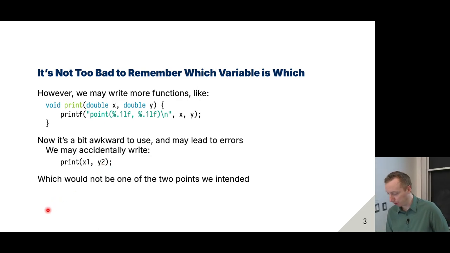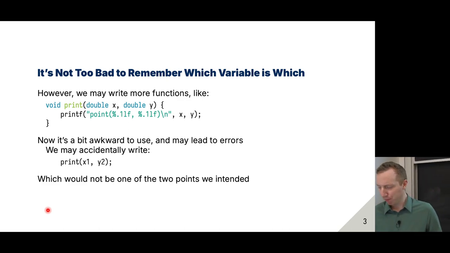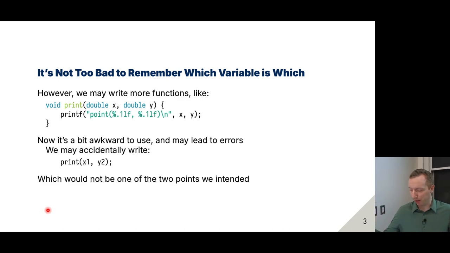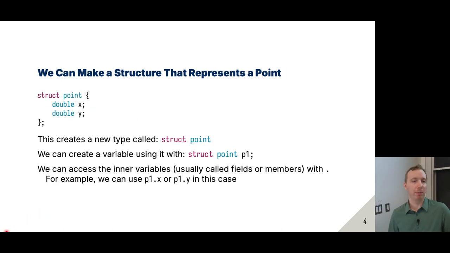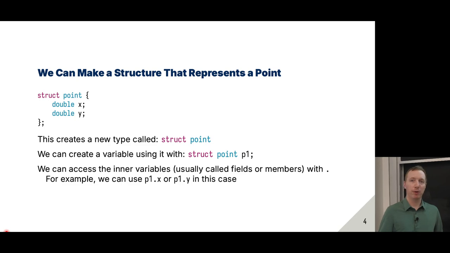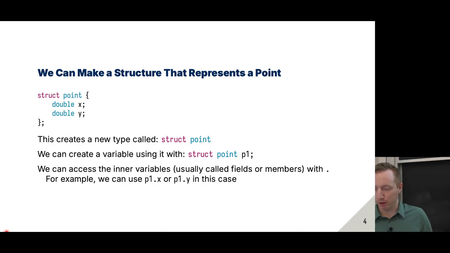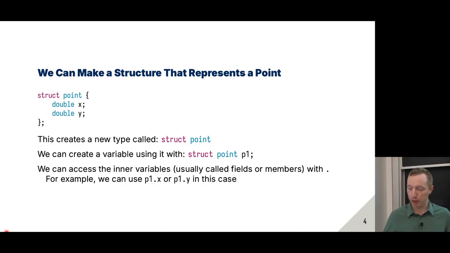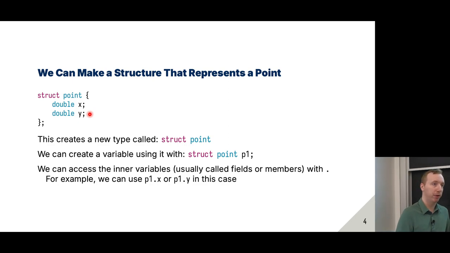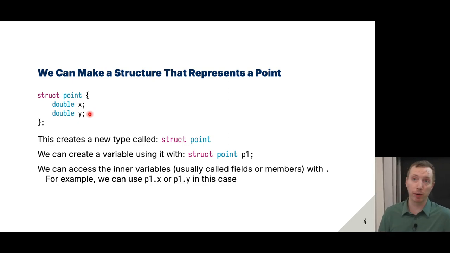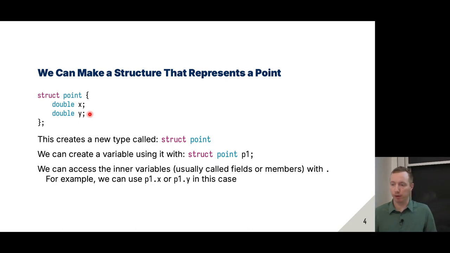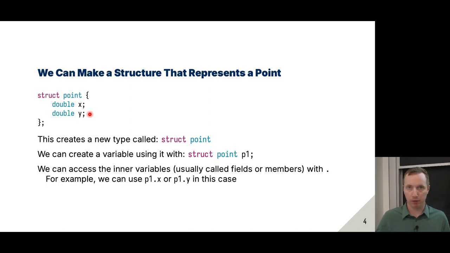might not be one of the 2 points we intended, and debugging it might be confusing because you just don't expect that. So, since we learned what a structure is, we can just make a structure that represents a point. So, we know a point is like a logical thing. So, a point is a coordinate. So, I could just create a structure called point, and then inside of it, I'm allowed to make as many variable declarations as I wish. So, a point, I'll just say, consists of an x and a y. Again, they're going to be just doubles.